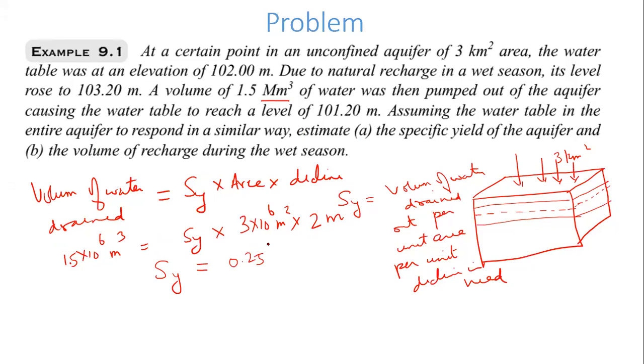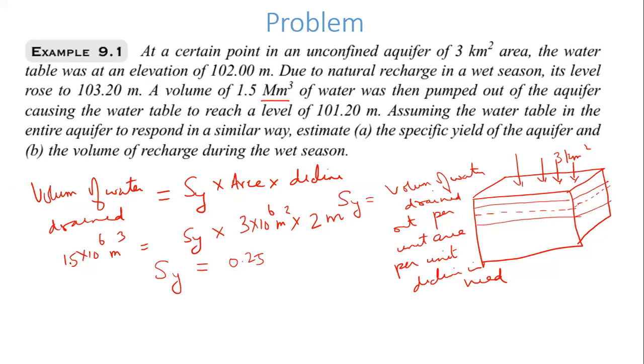Now remember, specific yield doesn't have units because it is volume per unit area per unit decline in head. The volume of water drained has units of length cube, divided by L square per unit area, and then divided by L for the unit decline in head. So you have L cube per L square per L, and therefore it becomes unitless. When I say the specific yield is 0.25, that means from this aquifer a fraction of the porosity will drain out per unit area per unit decline in head.